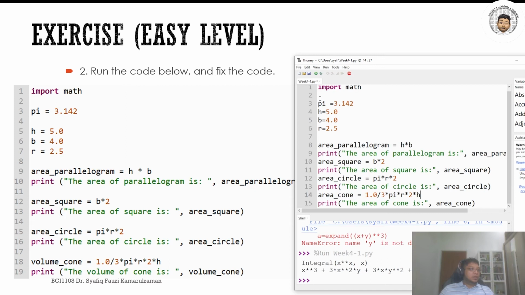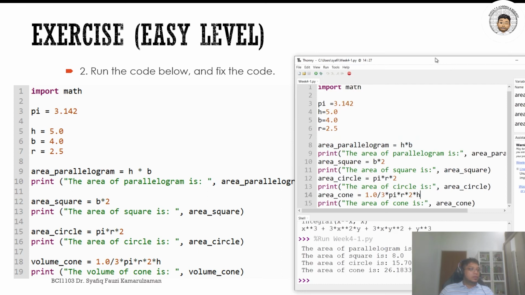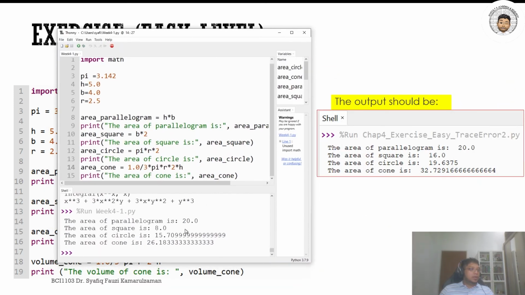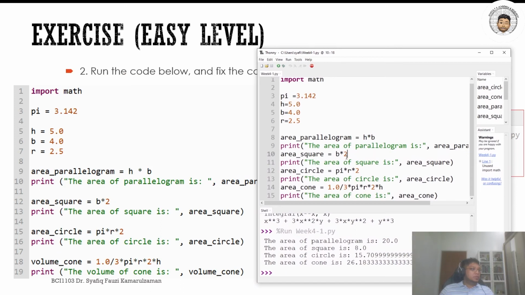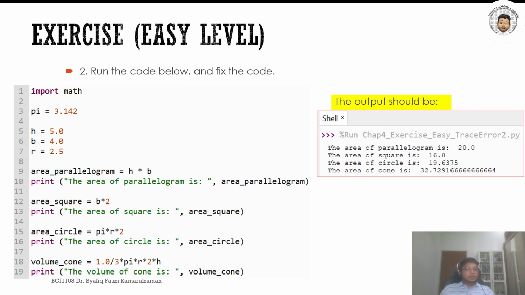Let's try to run this one. What happened? Is it correct? 28, 1960. The output should be here. So this is wrong, meaning the equation is wrong. This is supposed to be power of 2, right? b power of 2. This is also power of 2. This is power of 2 times h. So you get the answer here is correct. This is the difference between times and power. Any question for this one?